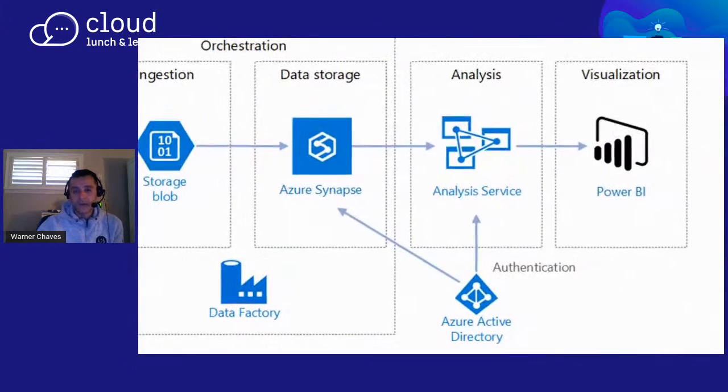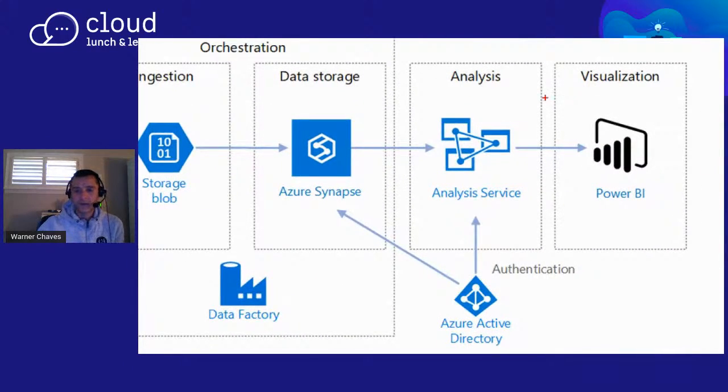Now, if we keep going forward here, there is another interesting choice in this architecture: they are saying, let's put Analysis Services on top of Synapse. And here, the idea is that you would build a tabular model on Analysis Services to then consume it through Power BI.